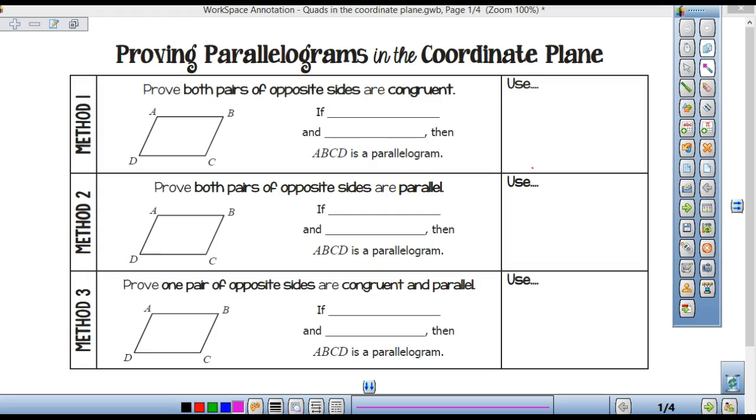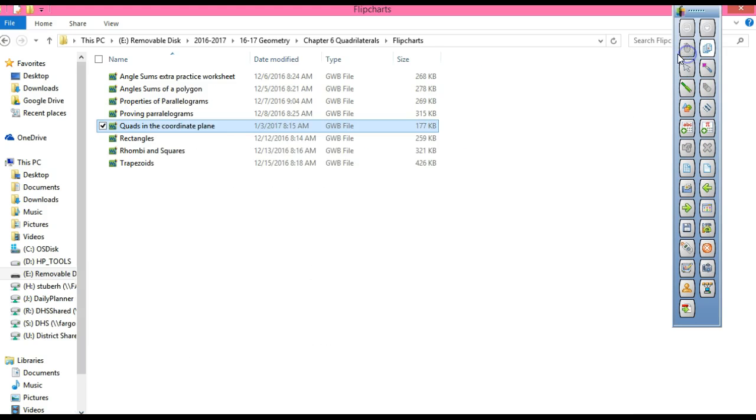Hopefully you can fit them on the top of your paper to be able to do these.